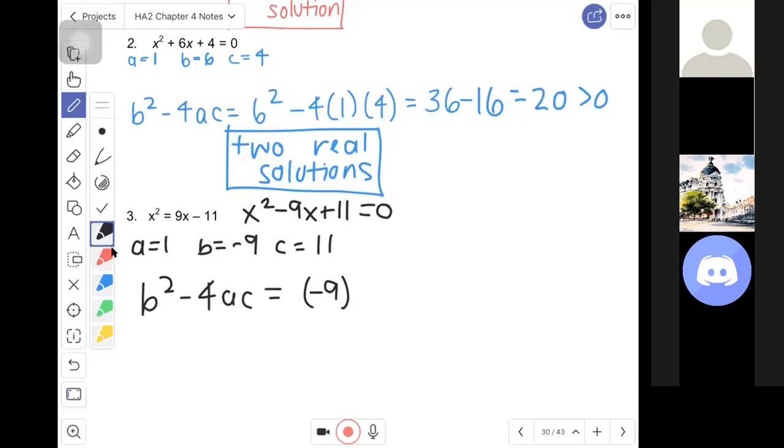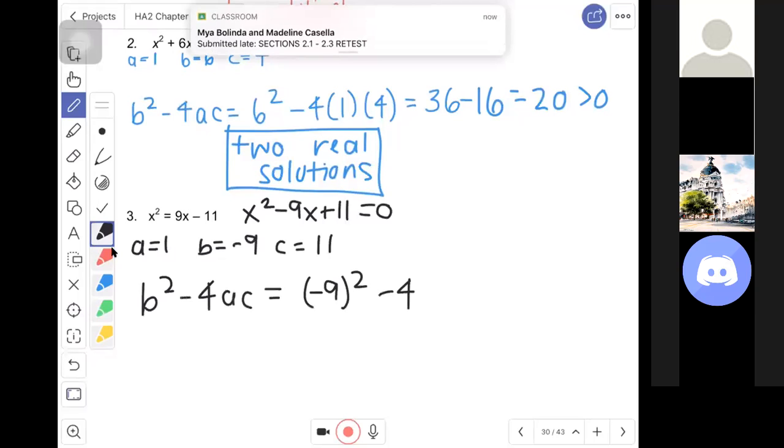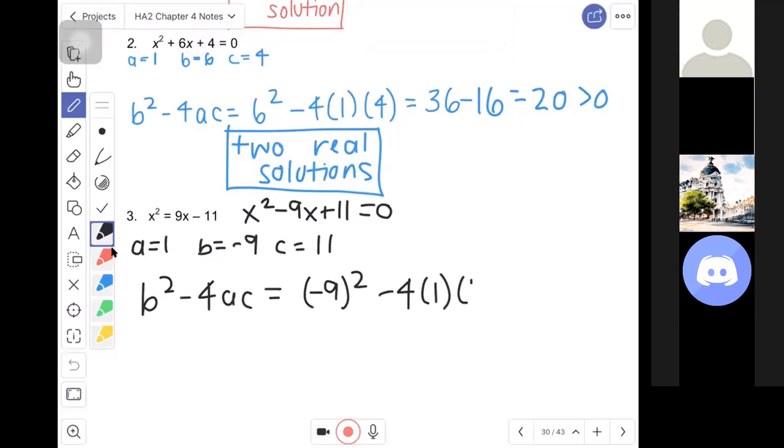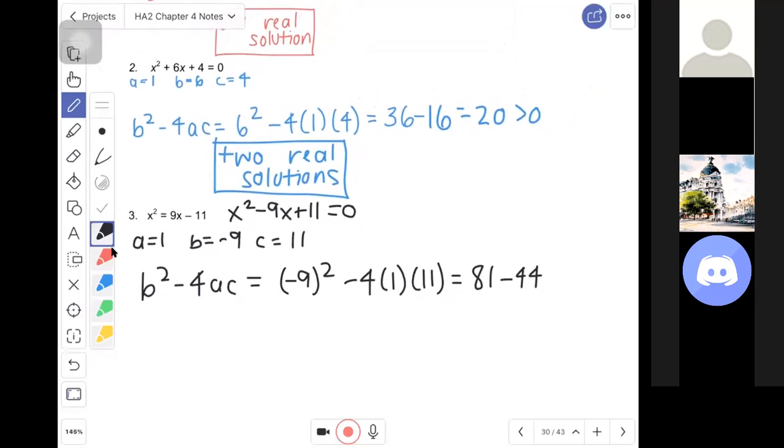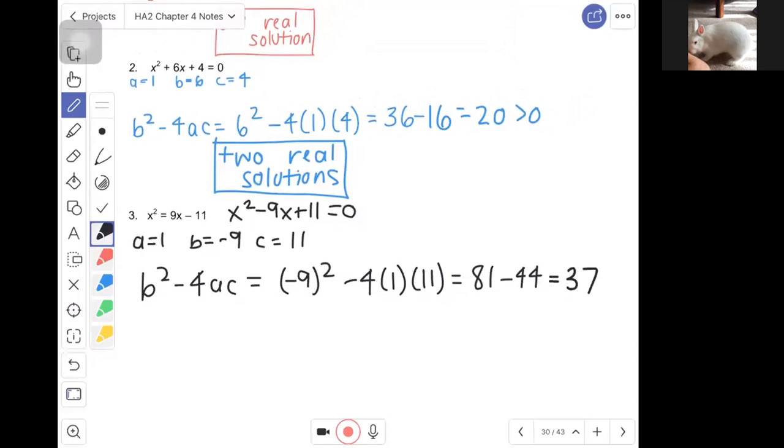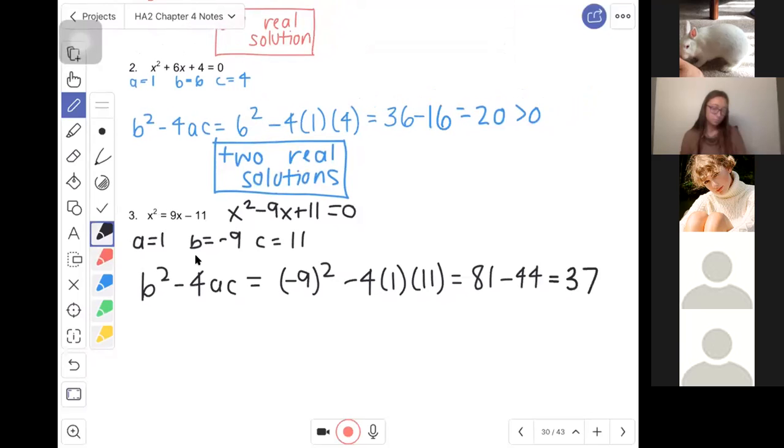So we have -9 squared minus 4 times 1 times 11, which gives us +81 minus 44, which is 37. Julia, how many solutions do we have for number 3? Would just be one real solution.